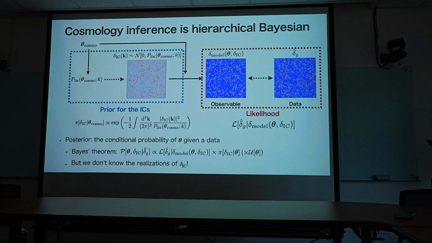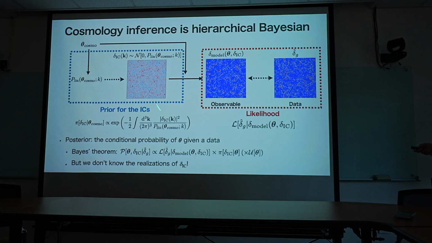But forgetting about these technical details, formally, we can write down our final target, which is the posterior distribution of the cosmological parameters given the data. According to Bayes' theorem, this is just written as the product of the likelihood times the prior. The resultant posterior is a joint probability of the cosmological parameters and the realization of the initial condition. But this is a problem. What we ultimately would like to know is the posterior distribution of theta, not this realization of the initial conditions. The problem here is we again cannot predict the realization of the initial condition.